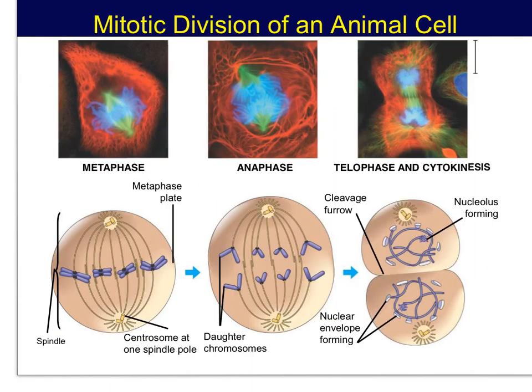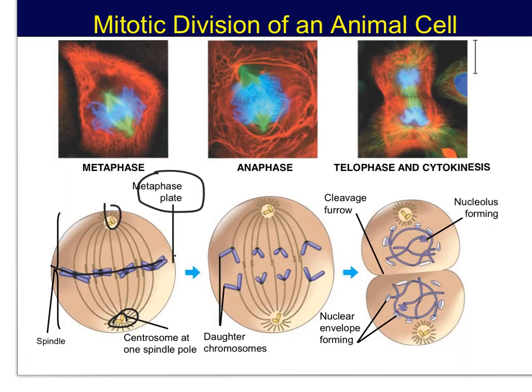We start with metaphase, and what first happens is what's called a metaphase plate. It's an invisible plate right through the center of the cell. All the chromosomes have lined up along the metaphase plate. We've got a centrosome and one spindle pole at each hemisphere. And then we've got all the spindle fibers.